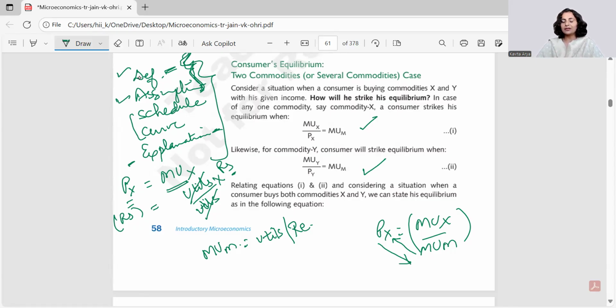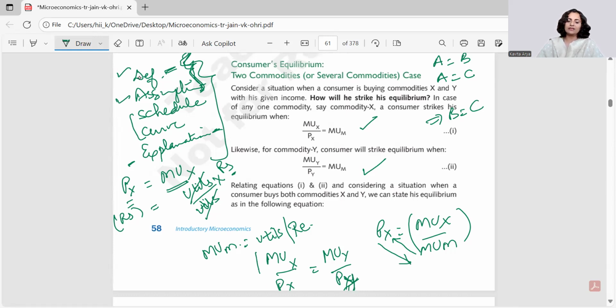MUM. And as math says, if A is equal to B is given to us, and A is equal to C is given to us, then this implies that B is equal to C. A gets eliminated. So we land on a situation of equilibrium where MUx by Px is equal to MUy by Py. So we land on the situation of consumer equilibrium in the two commodities case.